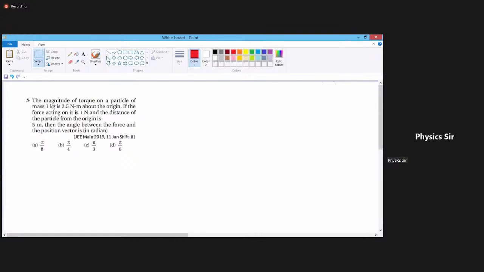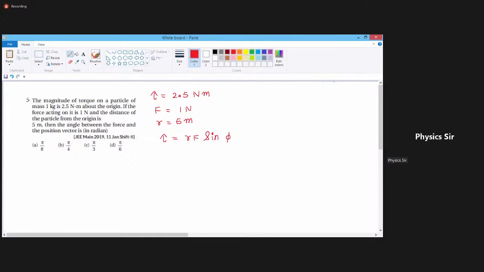So this is the question. The magnitude of the torque on the particle of mass 1 kg is 2.5 Newton meter. So the value of the torque is 2.5 Newton meter. If the force acting on it is 1 Newton, and the distance is 5 meter, then what is the angle? What is the formula for the torque? It is r F sine phi.